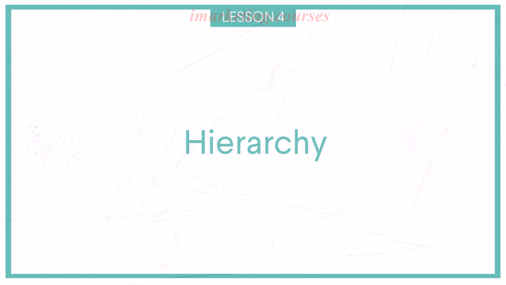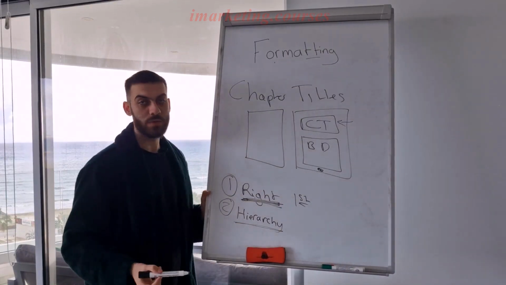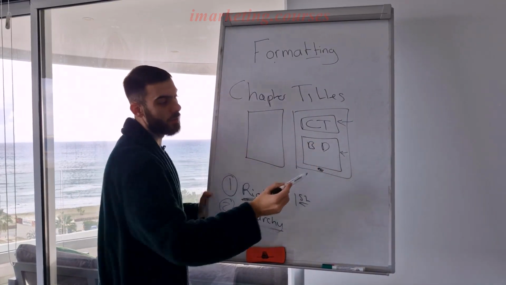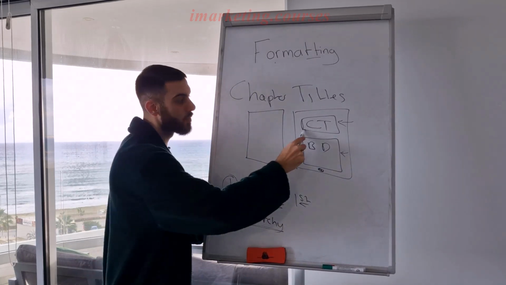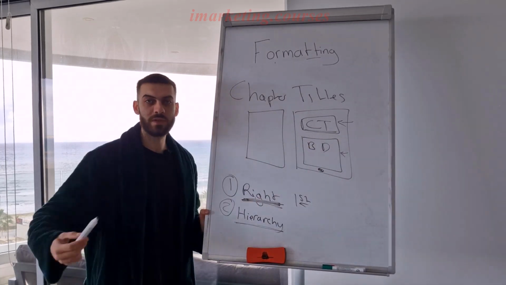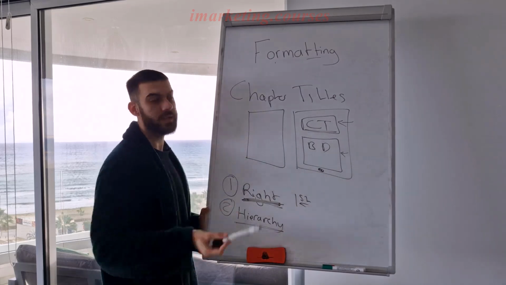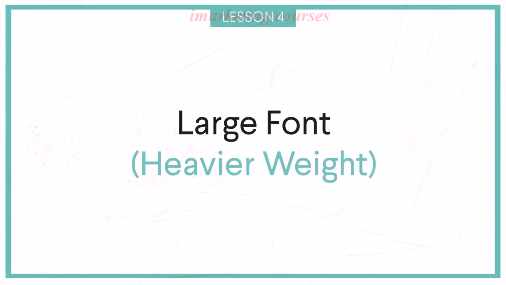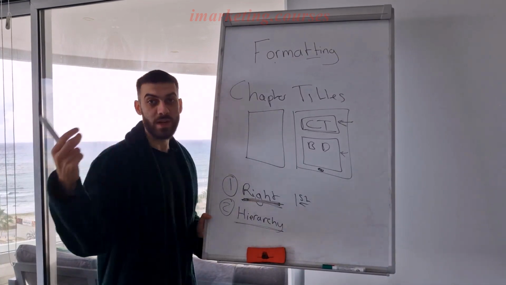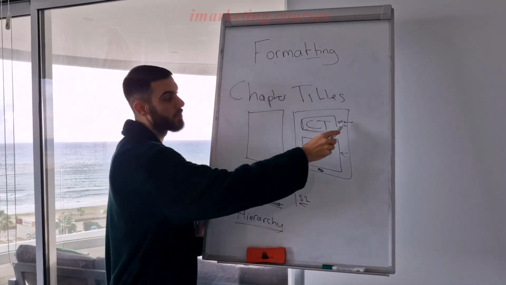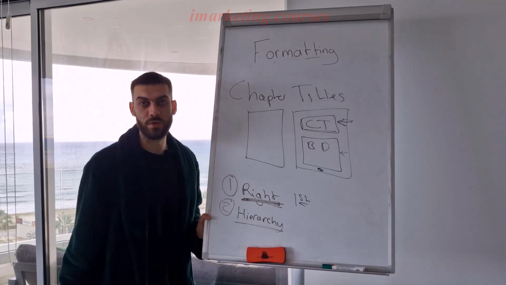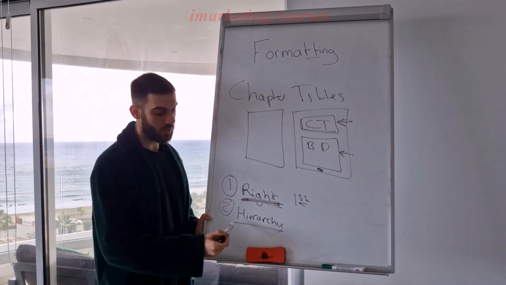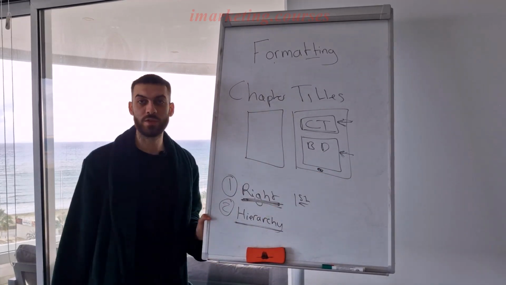Number 2, hierarchy. We already talked about hierarchy. You want your chapter title to be bigger than your body text. Why? Because you want them to read the chapter title first. So you must have hierarchy in your formatting as well. If the chapter title is a larger font, maybe a heavier weight, maybe a different font, or maybe the size is just bigger, that's great because you want them to read the chapter title first and then move on to the body text. So hierarchy is super important when it comes to chapter titles.